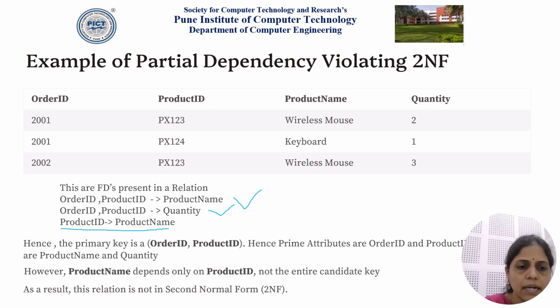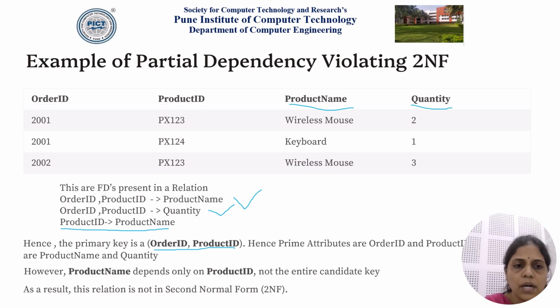So I can identify the primary key of this as order ID and product ID. Hence they become my prime attributes, and all remaining attributes become my non-prime attributes. In this case those are product name and quantity. Those are my non-prime attributes.